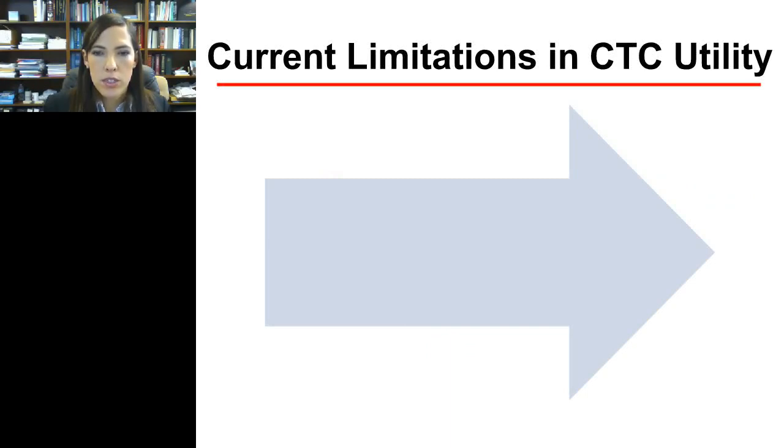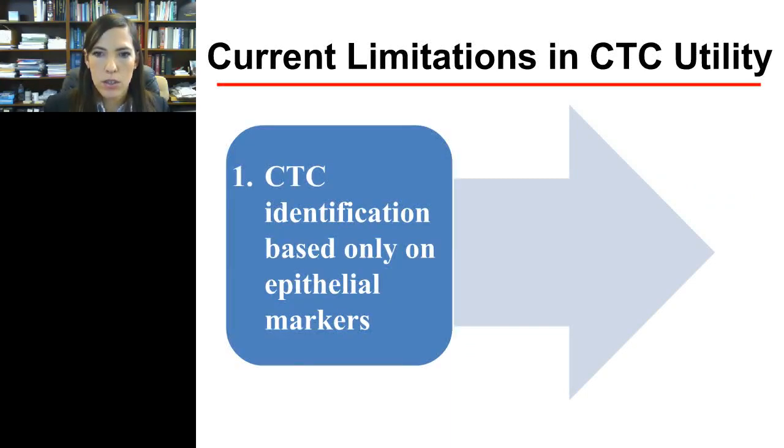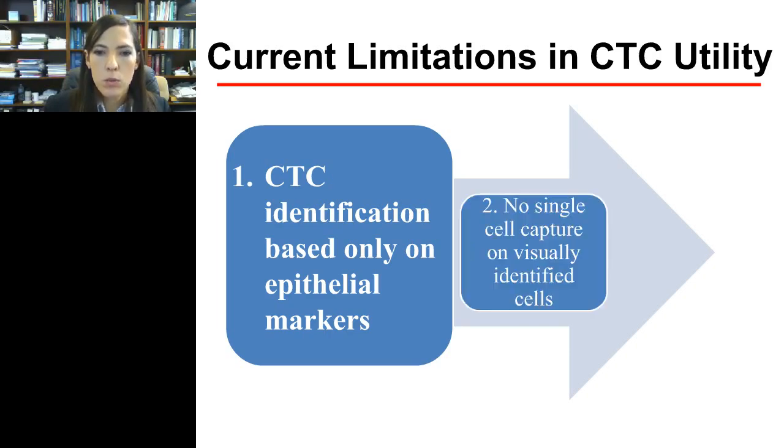So what are the current limitations in circulating tumor cell utility? The first one that I'll address is that circulating tumor cell identification, which I've been talking about, is currently very based on epithelial markers. The next one that I'll talk about is methods. Most methods don't allow you to capture a visually identified cell. So for those methods that allow you to visually identify them, those cells usually must remain on the cartridge. So that's a negative aspect to most isolation methods currently.